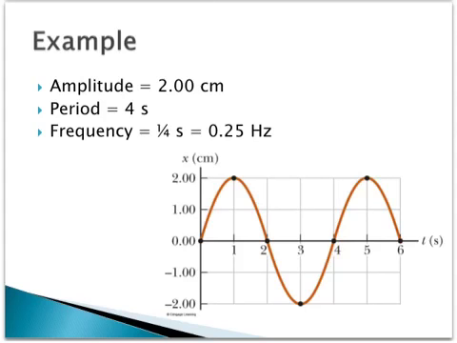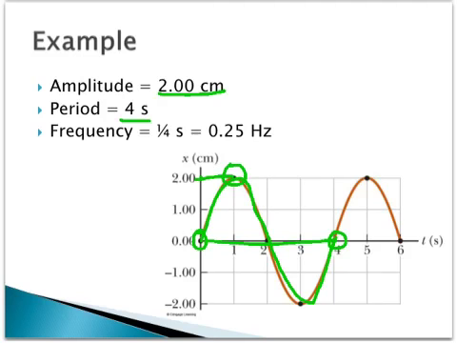Here's an example of just recognizing these things. Notice the wave's maximum displacement, the amplitude, shown here in centimeters, would be 2 centimeters. The period, we're looking at one full complete wave. Remember, a single crest would be just a pulse. A crest plus a trough is an entire wave. Starting at 0, we go to 4 seconds, so our period would be 4 seconds.